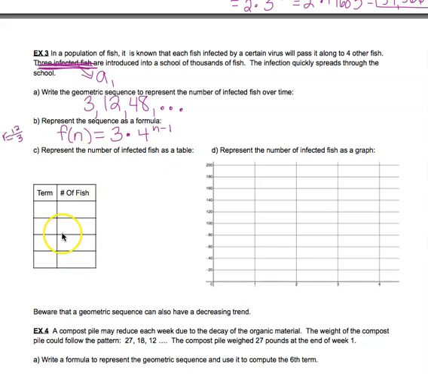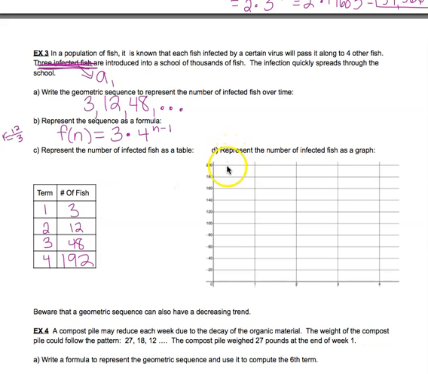So now we want to represent the number of infected fish as a table. So the term number, term 1, term 2, term 3, term 4. So first term, second term, third term, that's what it means there. So the number of fish would be 3, then 12, then 48. And then we'd have to multiply by 4 again, which is 192. So this would be our table.